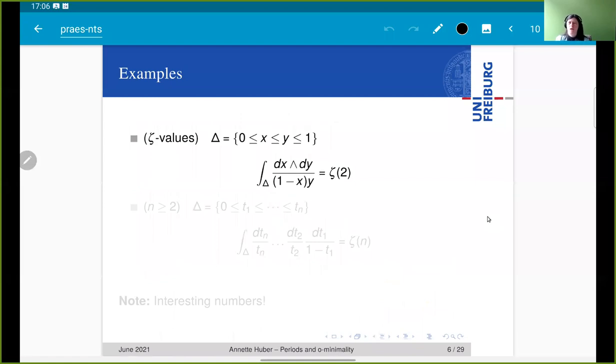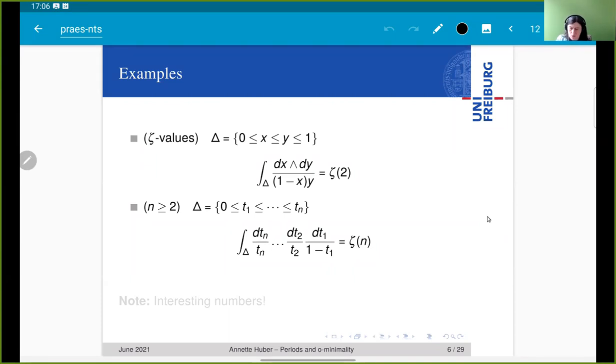There are also higher dimensional examples of differential form dx wedge dy over 1 minus x times y. And delta is a triangle, like this, I hope. x is less than y, yes. So it's the area under the triangle. And the value of this integral is zeta of 2, classical identity. Same trick also works for all natural numbers. If you evaluate this particular integral over the simplex in higher dimensions, then you get zeta of n, so values of the Riemann zeta function.